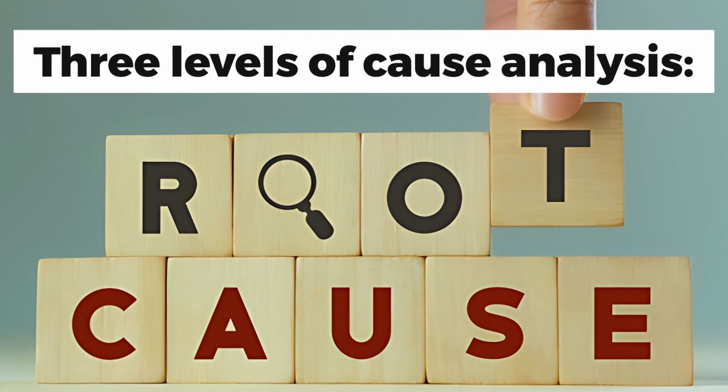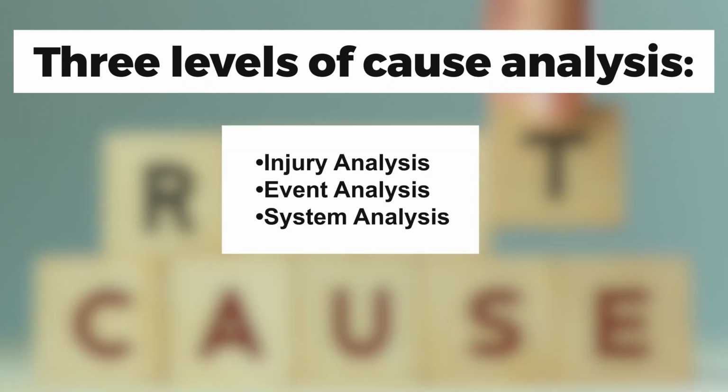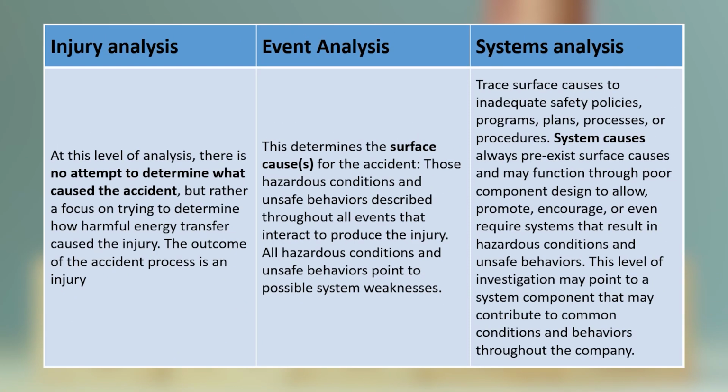In an effective accident investigation, the investigator will conduct three levels of cause analysis, that is injury analysis, event analysis and system analysis. At injury analysis, there is no attempt to determine what causes the accident, but rather a focus on trying to determine how harmful energy transfer caused the injury. Event analysis determines the surface causes for the accident, those hazardous conditions and unsafe behaviors described throughout the event that interact to produce the injury.